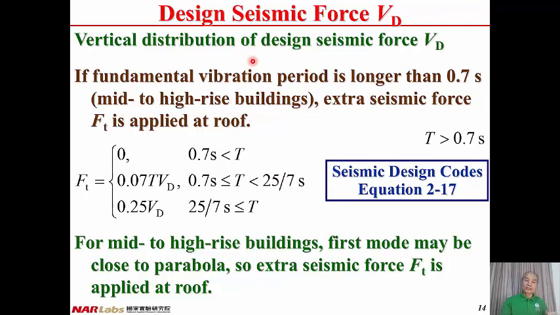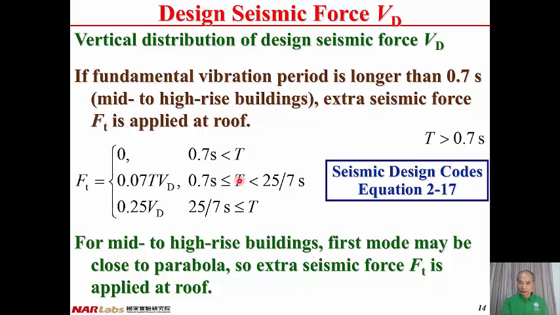So far we have considered the structural vibration period less than 0.7 seconds. And we have to consider other cases. If the fundamental vibration period T is longer than 0.7 seconds, then extra seismic force Ft is applied at the roof. Ft is the force at the top of the building. When T is less than 0.7 seconds, there's no extra seismic force applied at the top of the building.